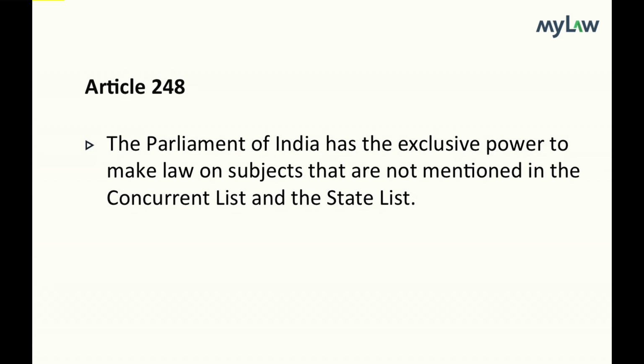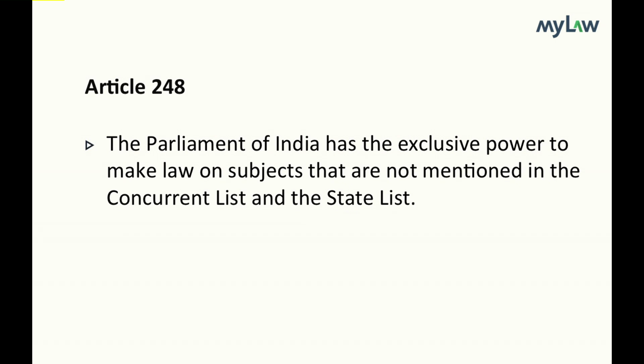Now, the drafters of the Indian Constitution were also clear that they could not possibly conceive of all the subjects which would require lawmaking. This is why they made provision for residuary lawmaking power. Under Article 248 of the Constitution of India, the Union Parliament has the exclusive authority to make law on all subjects that are not mentioned in the concurrent list or in the state list. This is known as the residuary lawmaking power of the Union Parliament.